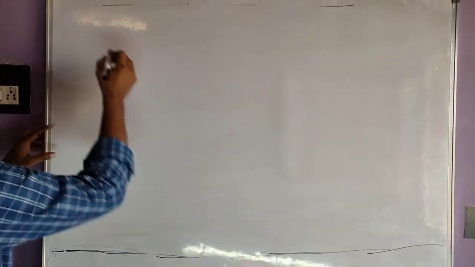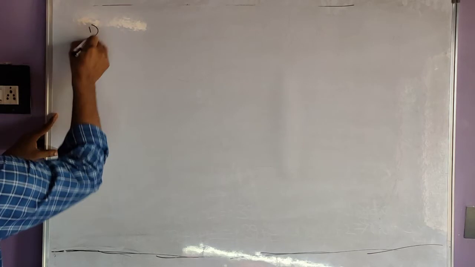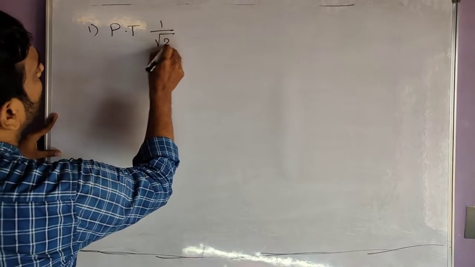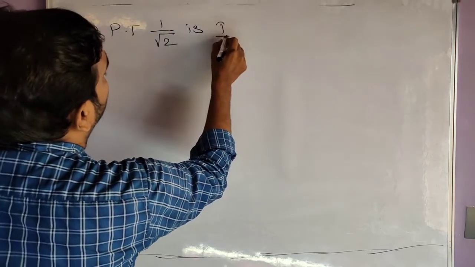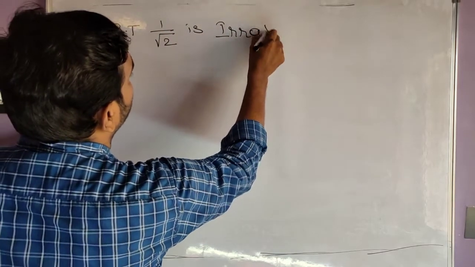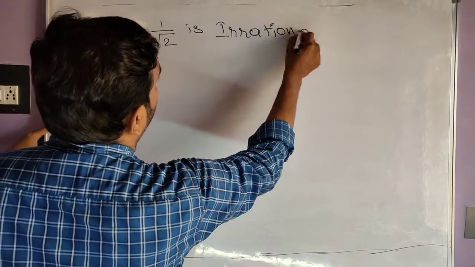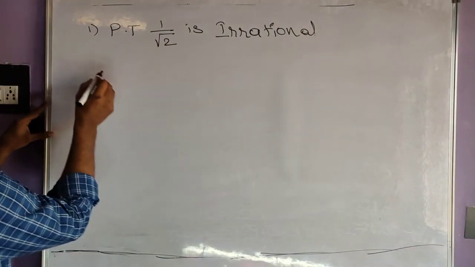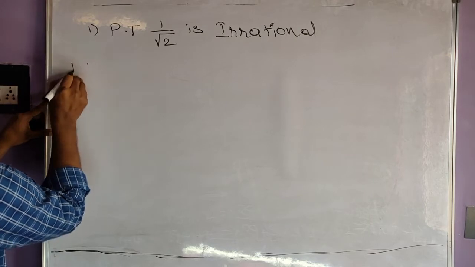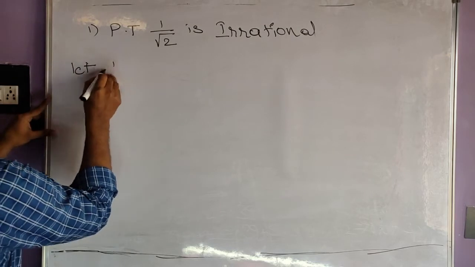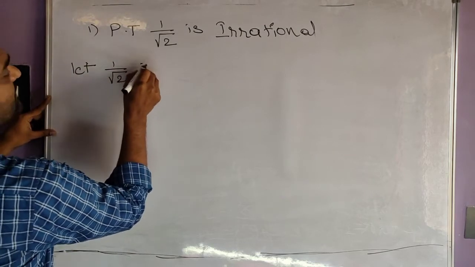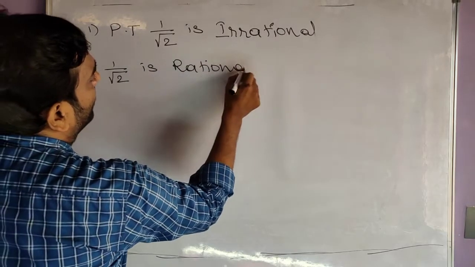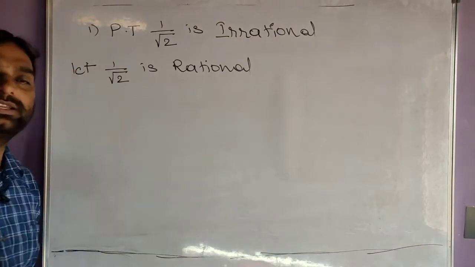Listen, the first problem is like this: prove that 1 by root 2 is irrational. For this, we do like this. First, we take, let 1 by root 2 be a rational number.